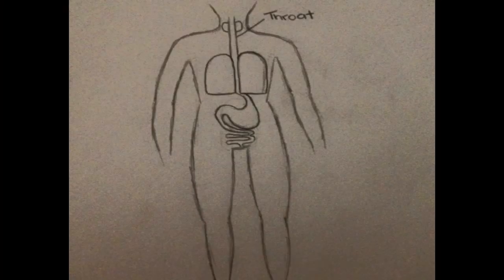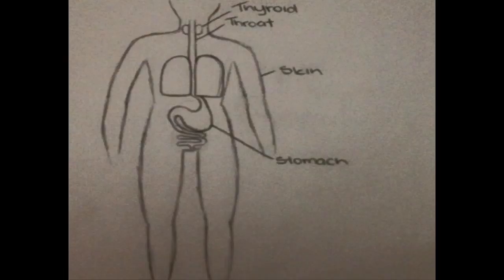An epithelial layer is a layer of cells that acts as a protective barrier. Epithelial layers are found in many parts of the human body, such as the throat, stomach, skin, and thyroid. These layers do not contain blood vessels, as to minimize blood loss from small scratches or abrasions.